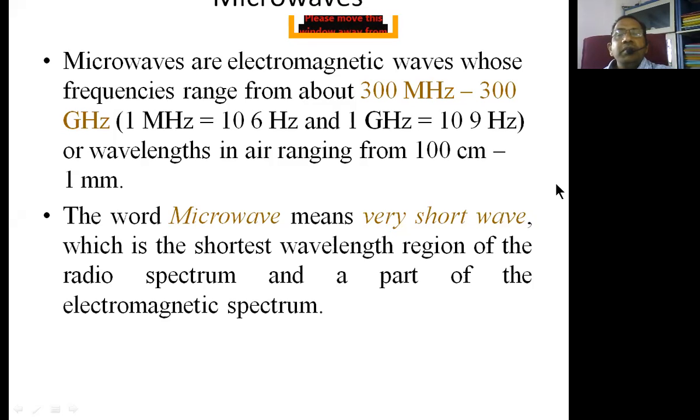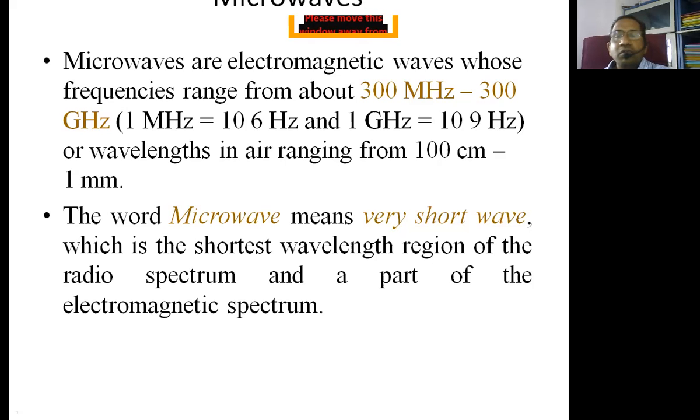Now we already know the basic definition of a microwave. So microwaves are nothing but what? They are electromagnetic waves whose frequencies range from 300 megahertz to around 300 gigahertz. Or they can be defined as EM waves whose wavelengths in air range from 100 centimeters to 1 mm. So these two are the basic definitions of a microwave. Magnetrons are normally used to generate signals in such frequency ranges.